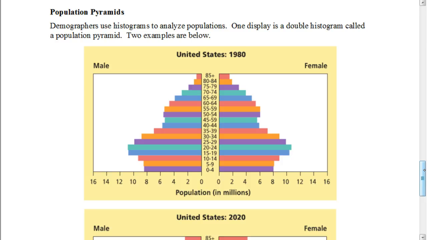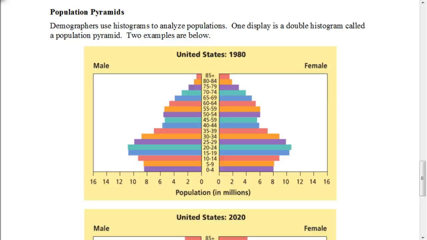Sometimes demographers use histograms to analyze populations. One display is a double histogram called the population pyramid, and 2 examples are shown below. So here we have a population in 1980 where we're comparing the male population and the female population in different age groups. So notice the population in this case is on the bottom as opposed to the side, and in the middle you have the different age group.